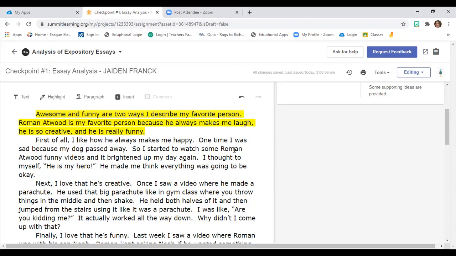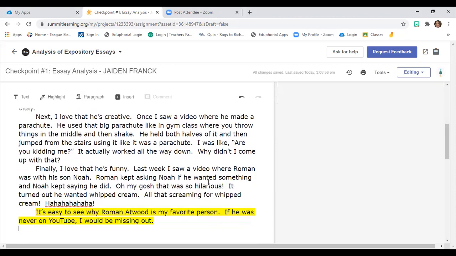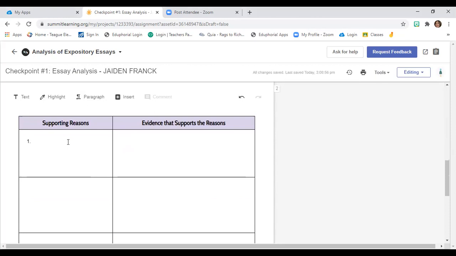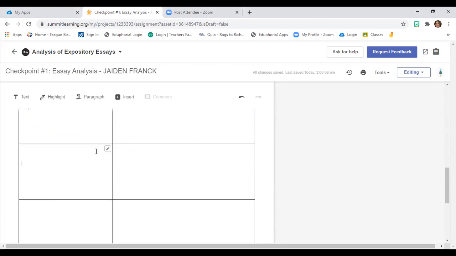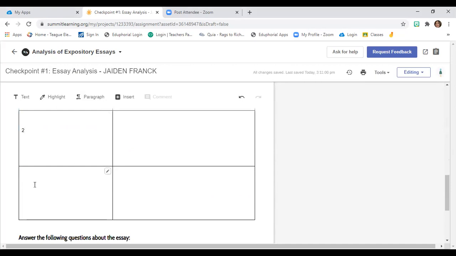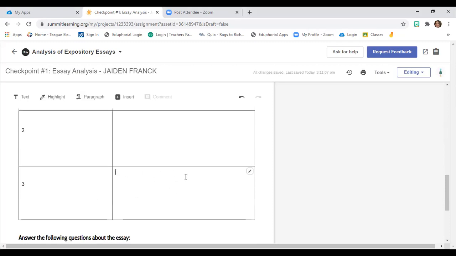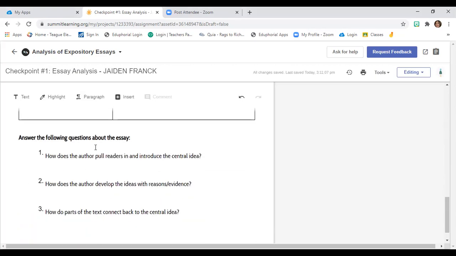And if you find details or examples, then you're going to be highlighting them with blue. Once you have identified them, you're going to scroll down and write them in here. Reason 1, the evidence that supports this reason. Reason 2, I'm just going to put a 2 right there. The evidence that supports the reason. Examples. Last, reason 3. And then over here, you're going to be putting the details, examples, anecdotes that support the reason. Then you're going to move on at the bottom.